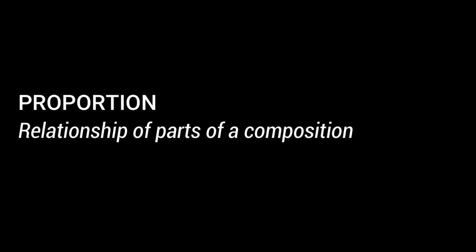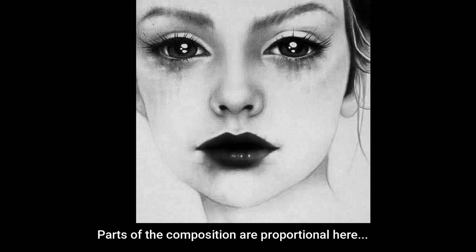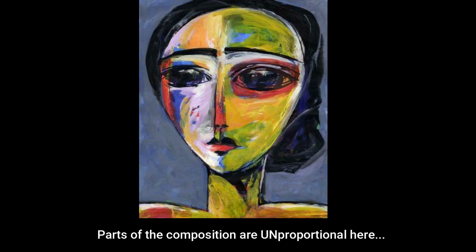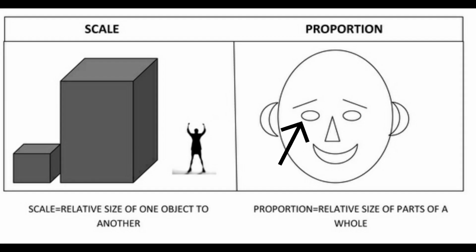Proportion is the second principle of art, and this is the relationship in size of parts of a whole in a composition. For example, if the size of the eyes in this particular picture are bigger than they are, then the composition would look unproportional, or if they were smaller than they actually are. So the sizes of the eyes to the entire face is proportional.